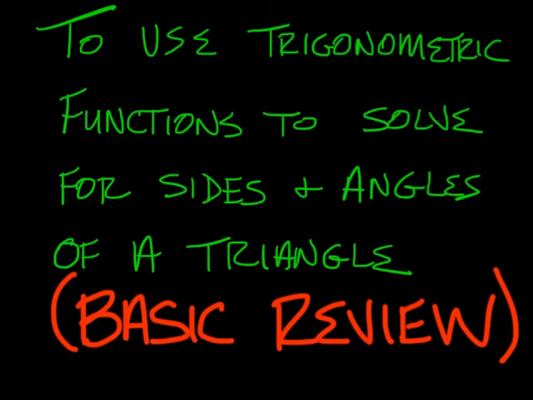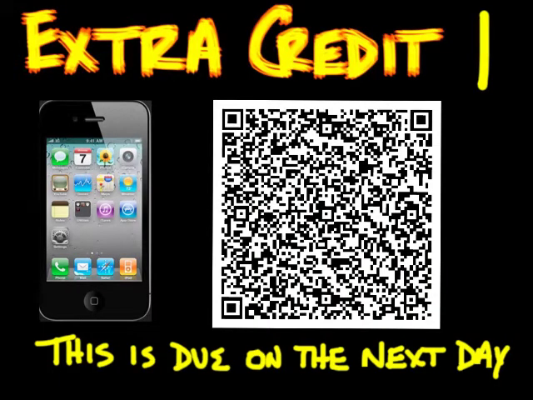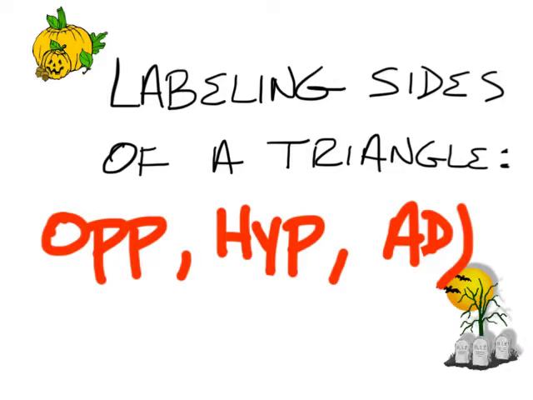Objectives for today. To use trigonometric functions to solve for sides and angles of a triangle. And we'll start with a basic review. Alright, here's the first extra credit for the day if anybody wants to scan this real quick. Okay, example number 1. Labeling sides of a triangle: opposite, hypotenuse, or adjacent.